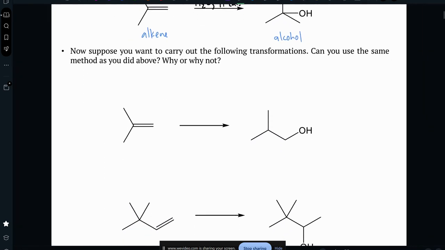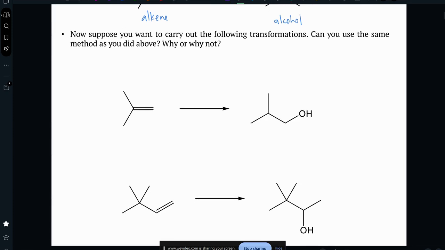What if we wanted to do these other possible transformations though? Suppose I wanted to make an alcohol, but instead of adding the OH to the tertiary carbon, I wanted to add the OH to a primary carbon. So far, you haven't learned a way to do that, because this would be what we call an anti-Markovnikov addition, where we would put the more electronegative atom, the oxygen, on the less substituted carbon. You haven't learned any reactions that could carry that out yet.